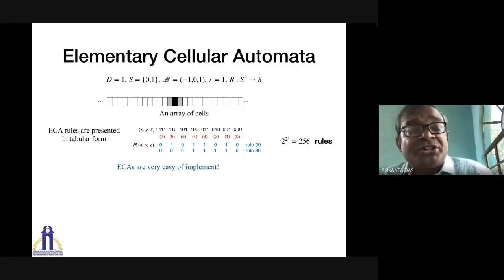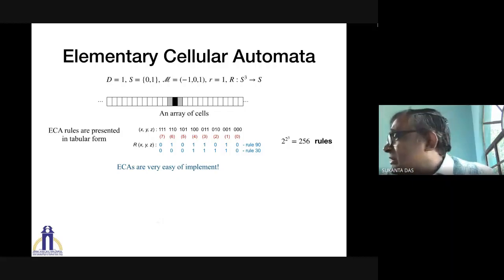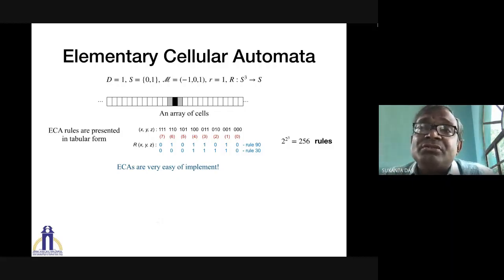You would appreciate, I think all of you will appreciate, that ECA are very easy to implement, very easy. So one dimensional, only one dimensional binary, they are very easy to implement, and this is one reason why they are so popular. You'll explore later how important, how beautiful they are. Very, very simple system, right?